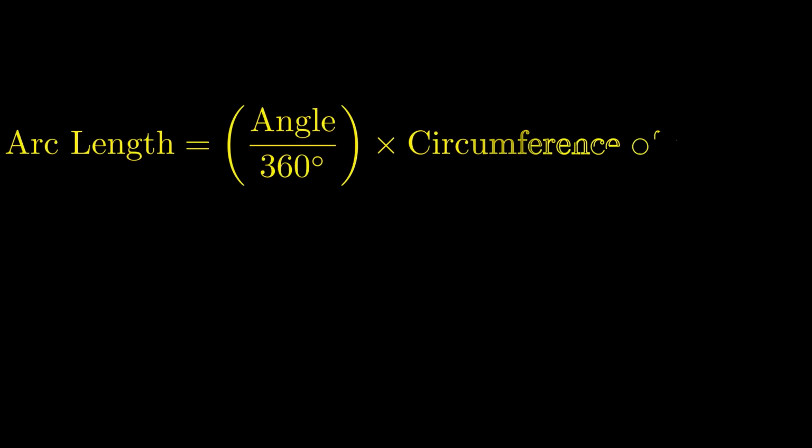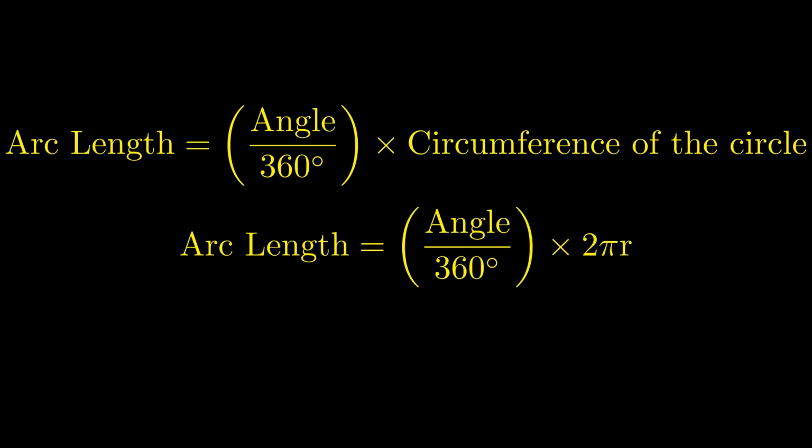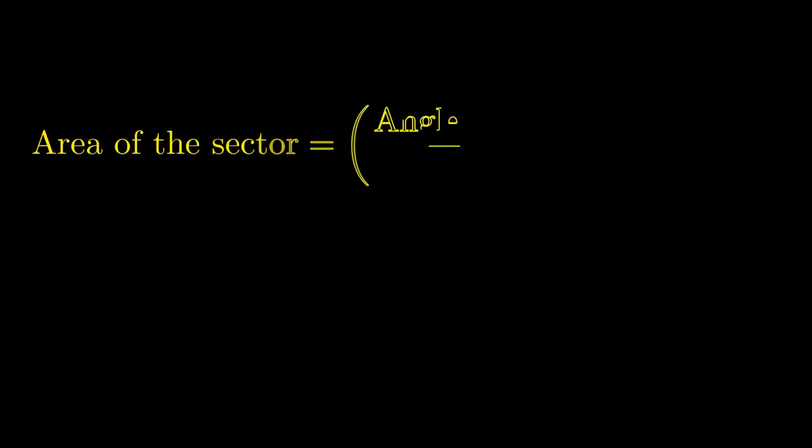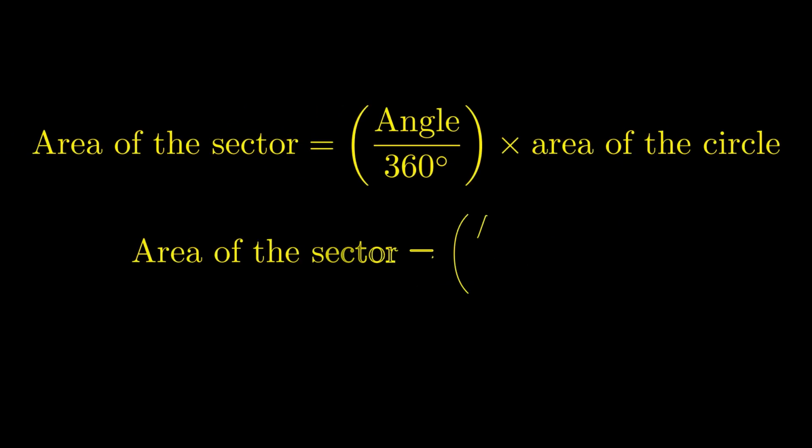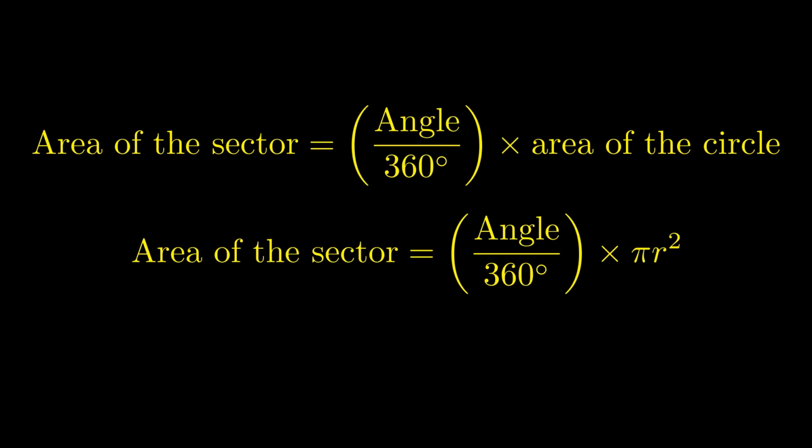So can we simplify it and then come up with an arc length formula? So for any given angle, arc length is equal to angle in degrees divided by 360 degrees times the circumference of the circle, which is equal to angle divided by 360 degrees times 2 pi r. Similarly, area of the sector is equal to angle by 360 degrees times area of the circle.